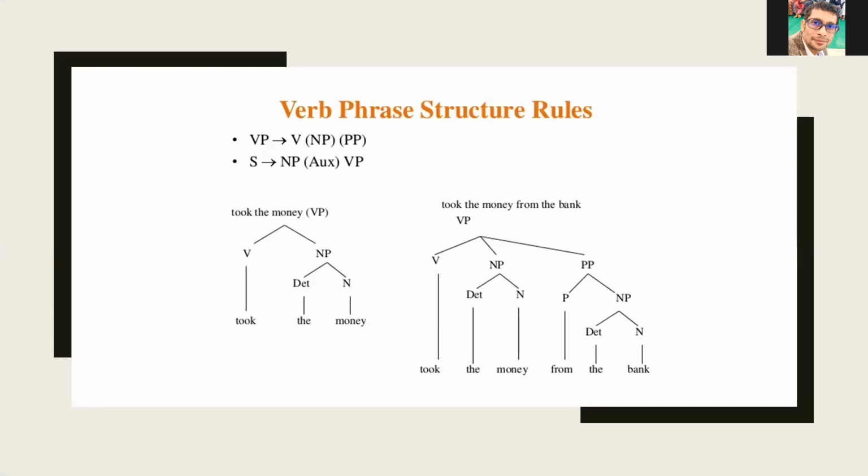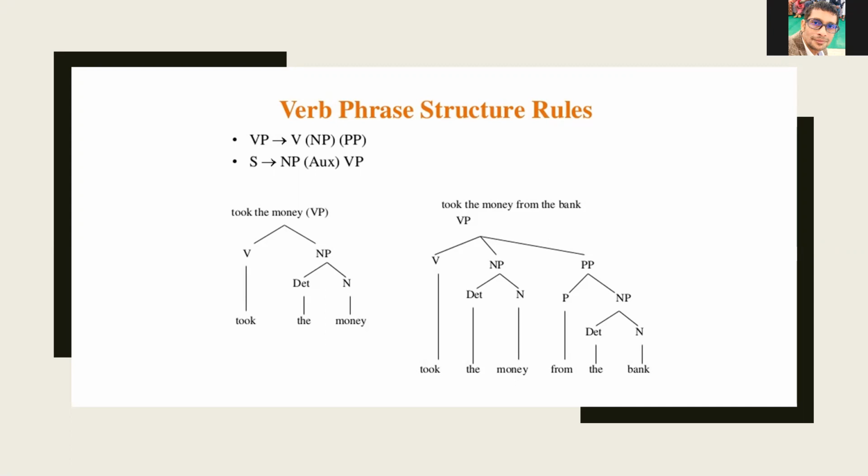Verb phrase structure rules. Well, verb phrase, you can see verb, at least you will have to have a verb, NP and PP. And sentence is directed to noun phrase and VP. So look at the first example, took the money. It's a verb phrase because there is no subject here. And there is a verb, took. So took plus the money, verb plus noun phrase makes a verb phrase.